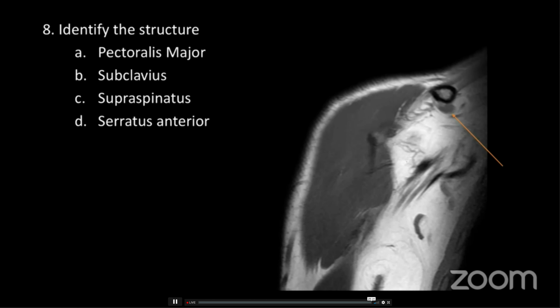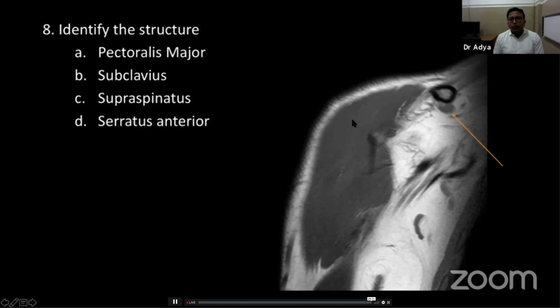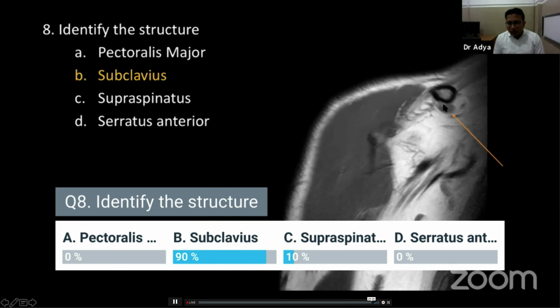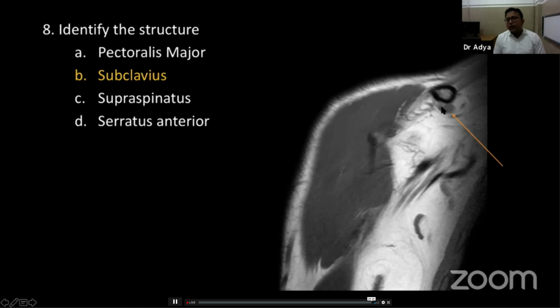So 90% of the attendees have answered B, sir. 10% of the attendees have answered C. Yes, that is correct. Most of the people have answered it correctly. The answer is subclavius. Now, subclavius is a muscle which lies on the undersurface of the clavicle, which arises from the first costochondral junction and gets inserted onto the undersurface of the clavicle. The main function of this subclavius muscle is depression of the clavicle and elevation of the first rib.